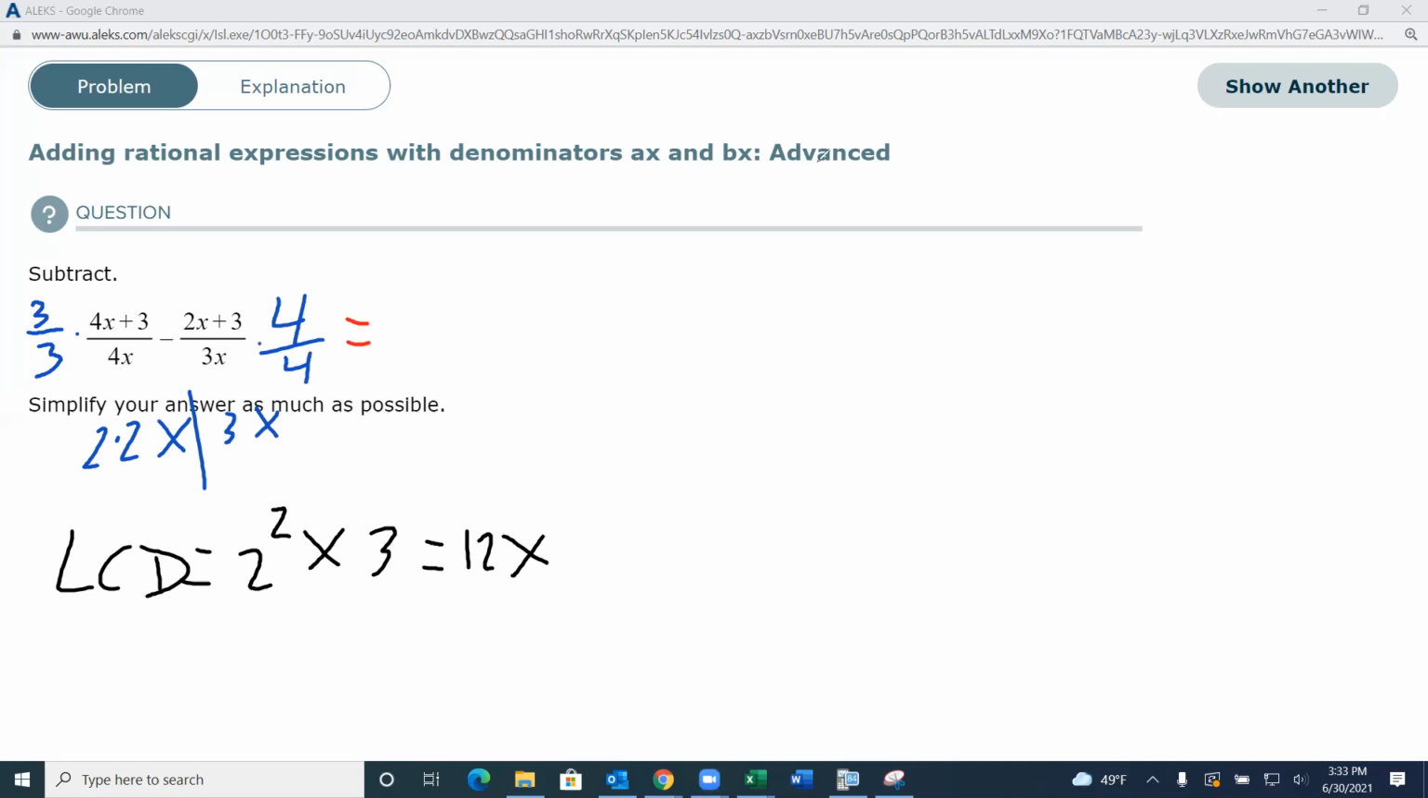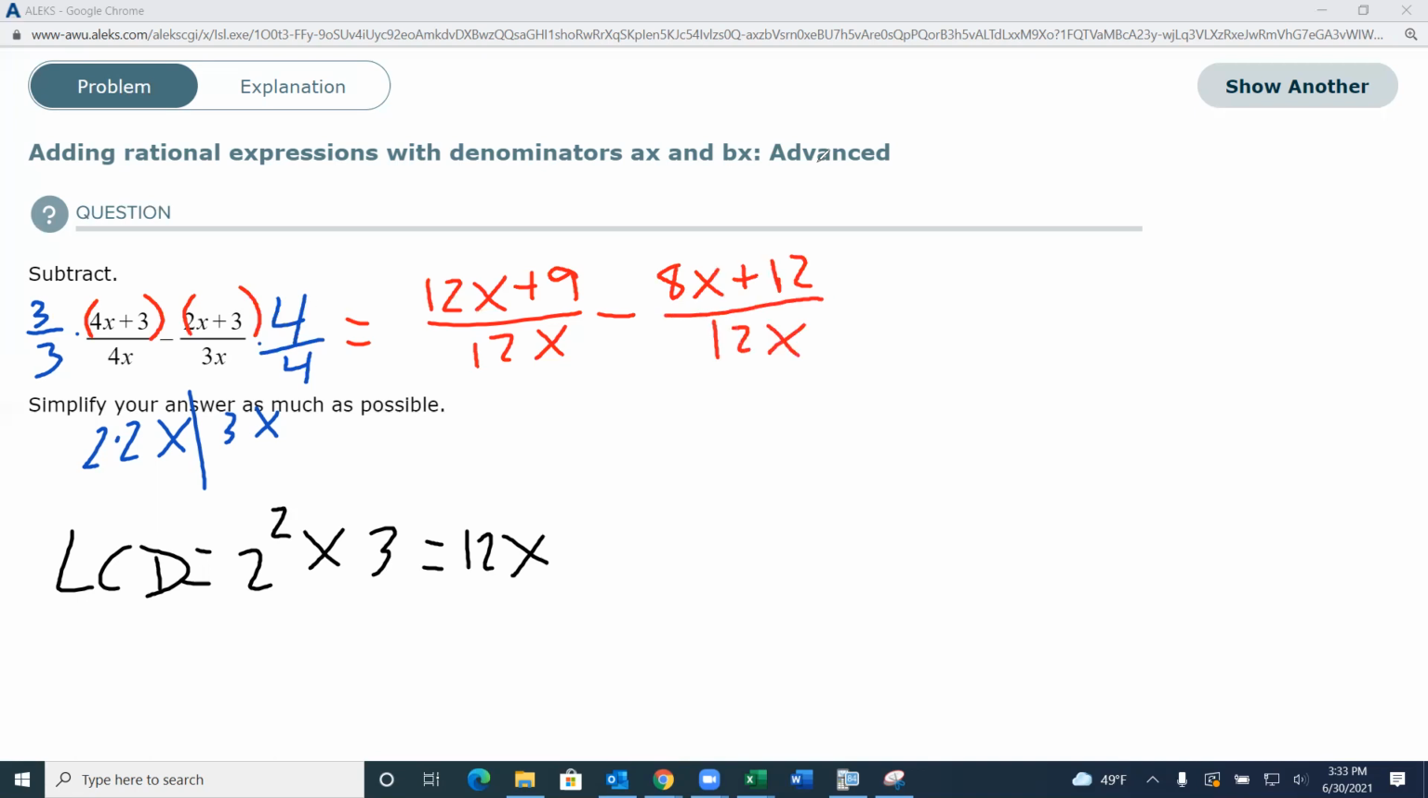And so this gives me 3 times 4x plus 3, and this 4 times all of 2x plus 3. Okay, so I'll get (12x plus 9) over 12x minus (8x plus 12) over 12x. Okay, so we've got common denominators, so we're home free. All right, so we'll do 12x minus 8x is 4x, and 9 minus 12 is minus 3.